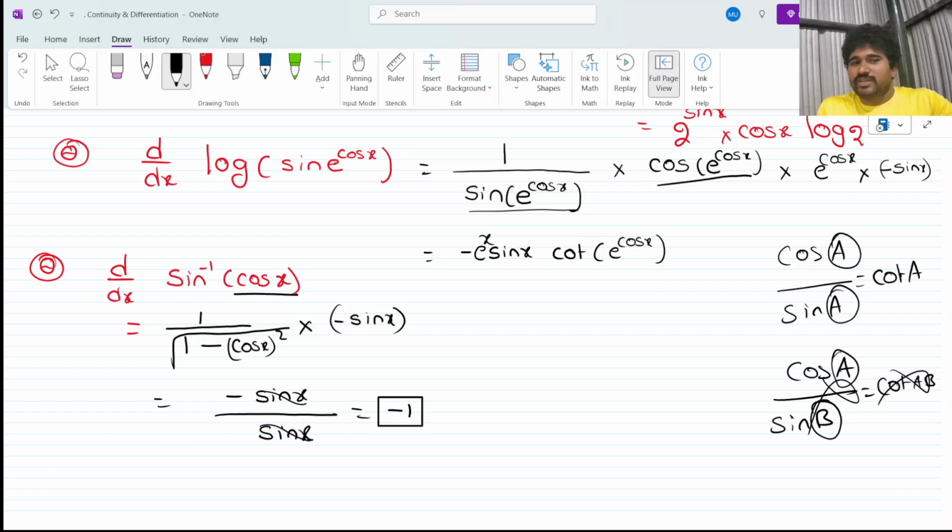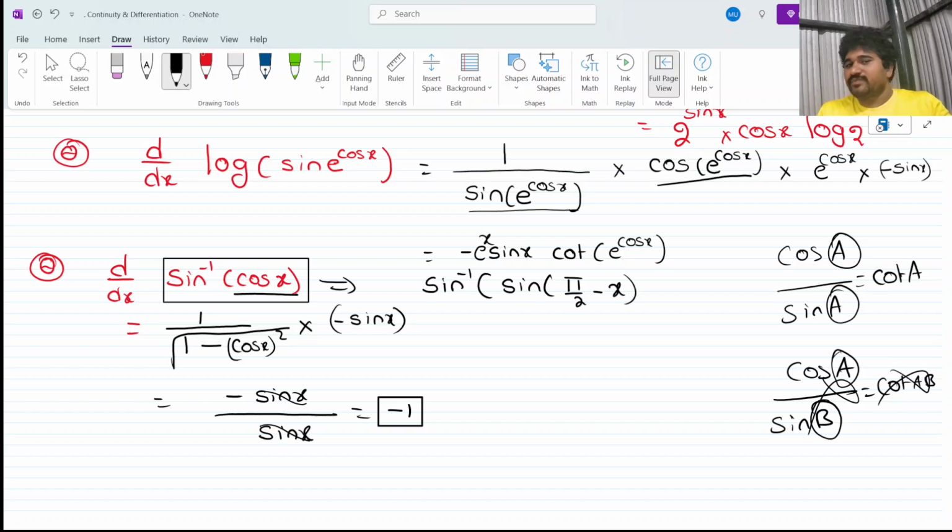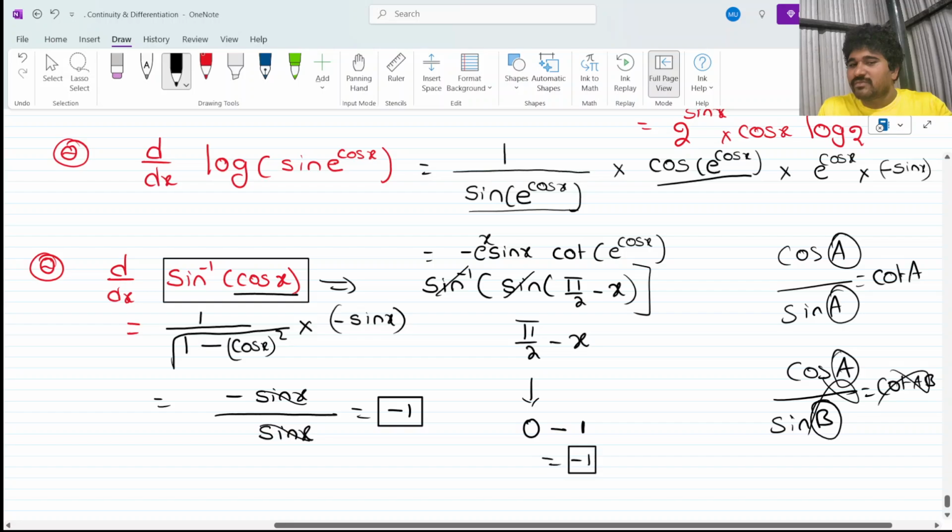How do you know? Observe carefully. You are having sine inverse cos x, right? Can I write this as sine inverse sine of 90 minus x? Yes or no? Now sin inverse sin cancels. What is left with you? 90 minus x. Differentiation of 90, which is a constant, is 0. Differentiation of x, minus 1. So altogether, how much will be the answer? Any way you do, differentiation will give you the same answer.